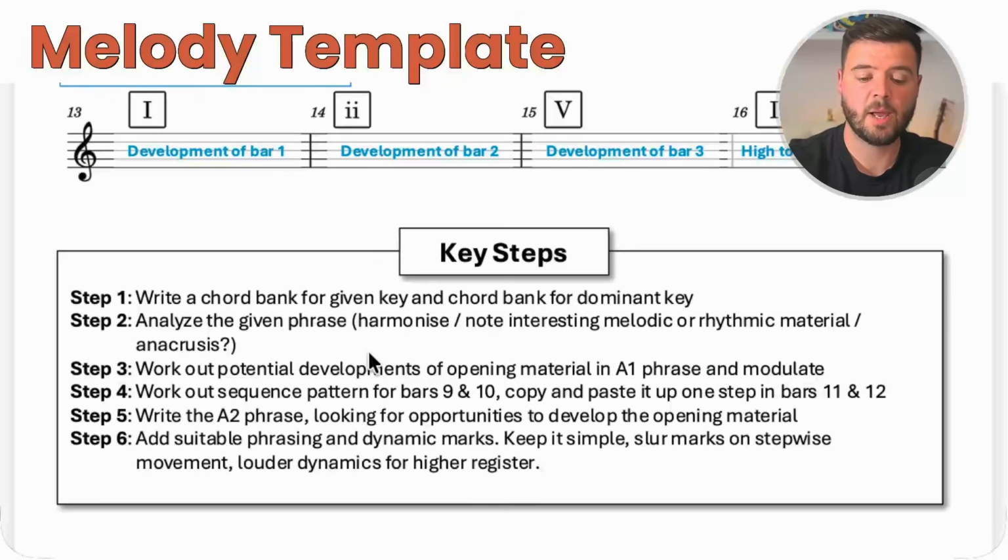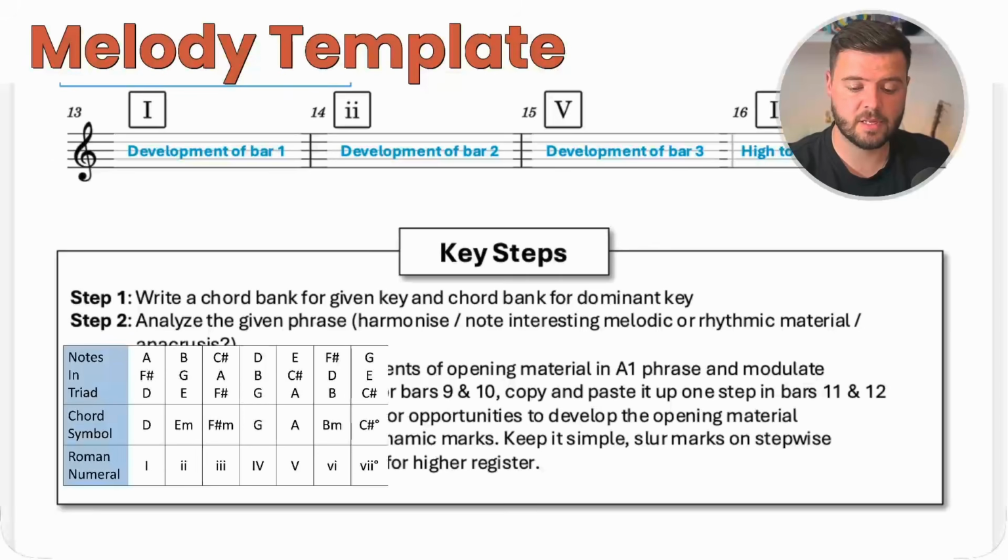And then down the bottom of the page here, I've got 6 key steps. And these are going to act as the chapters to this video. So step 1 here is write a chord bank for the given key and a chord bank for the dominant key. Our given key for the 2024 question 1 melody is D major. So that's going to give us this chord bank. We've got the chords D, E minor, F sharp minor, G, A, B minor and C sharp diminished.